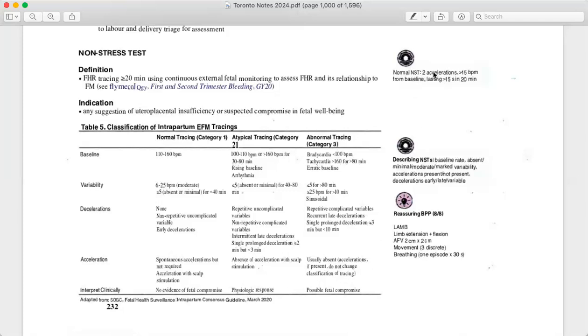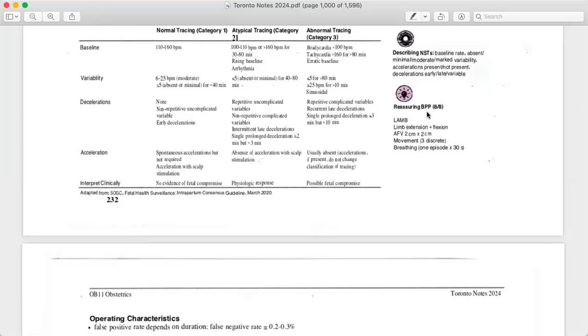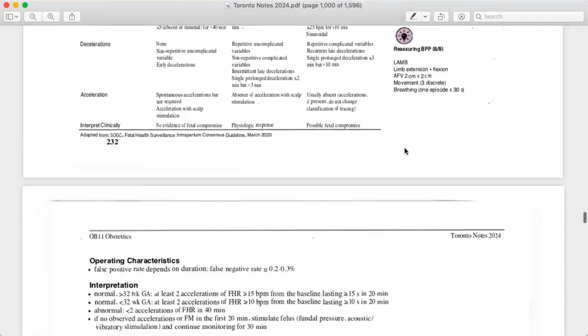The normal NST has accelerations more than 15 beats per minute from the baseline, lasting more than 15 to 20 seconds. So having that is totally normal. Describing the NST: baseline, variability absent or minimal, moderate, marked. Acceleration present or not present. Deceleration early, late or variable. So reassuring BPP: limb extension, amniotic fluid index, muscle tone and breathing.